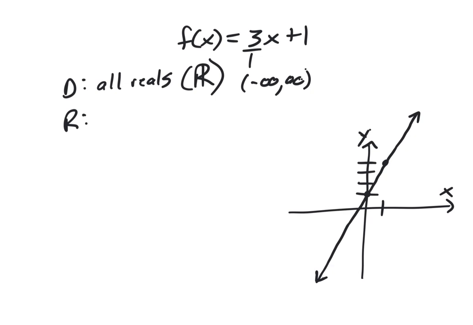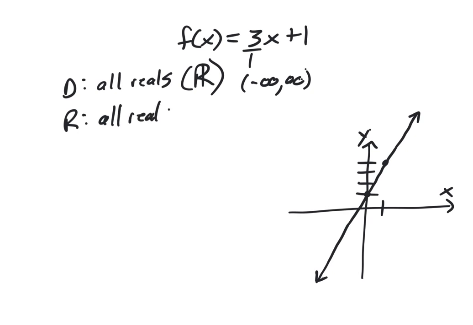Okay, what about range? Well, range is y values. Range is up and down. Domain goes this way, range goes this way. So how far down is this graph going to go? Is it ever going to stop? No, it's going to go down forever. What about going up? It's going to keep going up, right? It's going to keep going up and up and up forever. So same thing here.